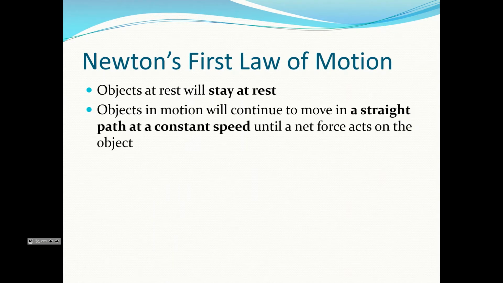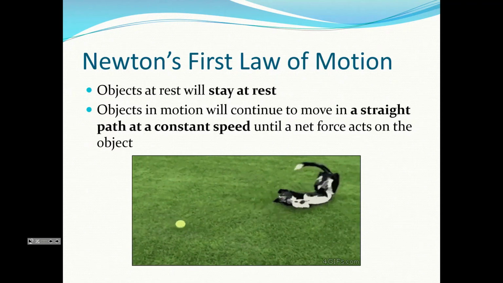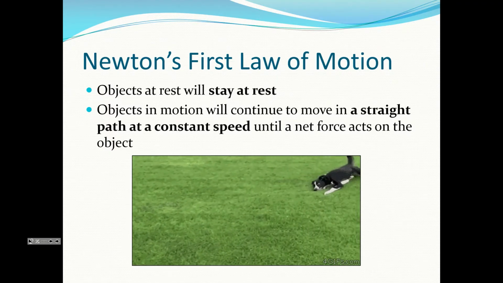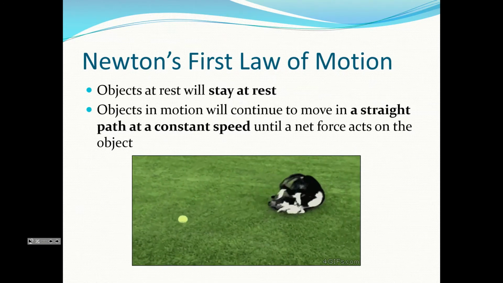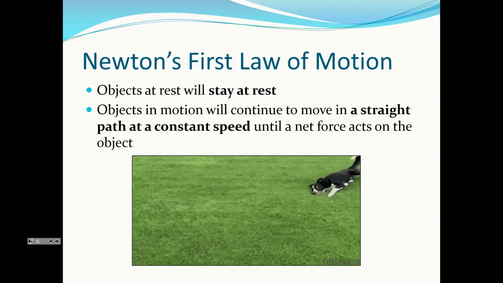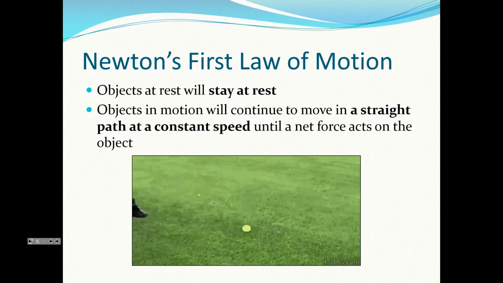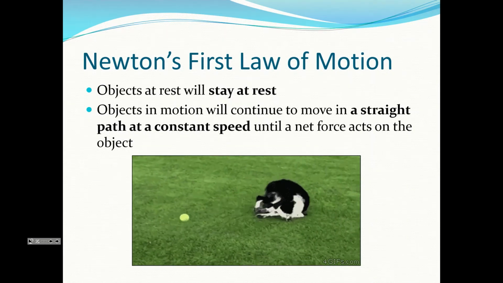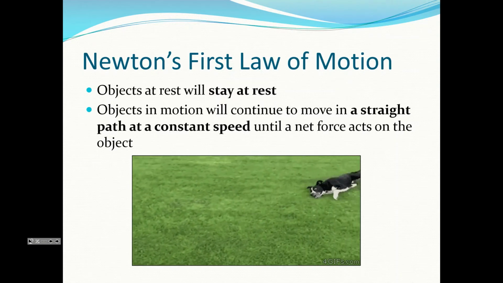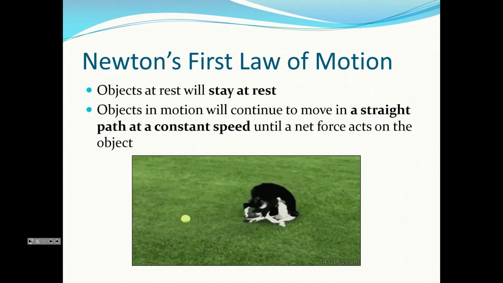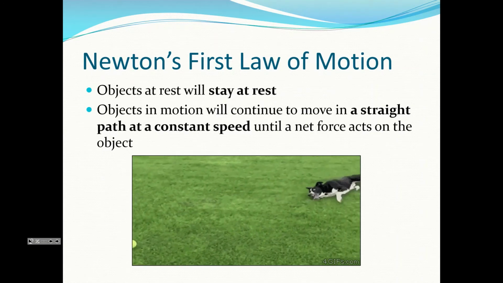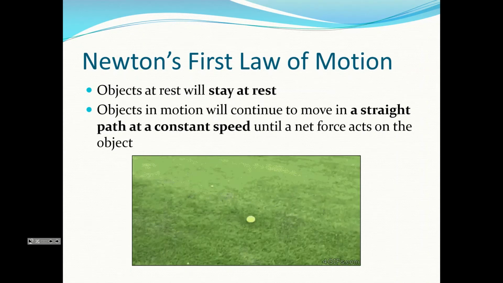Objects in motion will continue to move in a straight path at a constant speed until a net force acts on it. So I have a little GIF here, right? The friction on this grass is really low. What's happening with this dog is it's going at constant speed, but there's no net force acting on it other than the small amount of friction. So the dog just continues in a straight path, keeps going. And if there was no friction on that grass, say that dog was in outer space or something like that, that dog would just slide forever and ever.